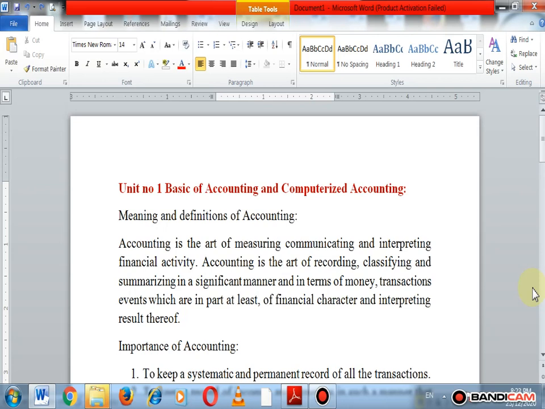Okay, summarizing means collecting the financial information and classifying this information according to the heads of ledger accounts. Heads of ledger accounts means making a group. For example, cash account, cash book. So these are the ledger accounts, and then we post the journal entries into the summarized accounts. Okay, that is known as summarizing.